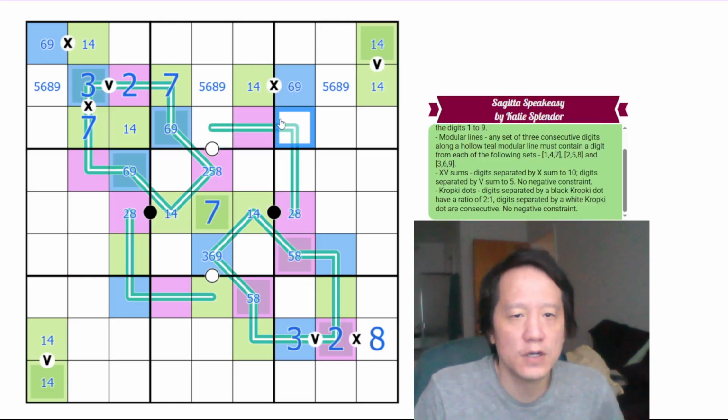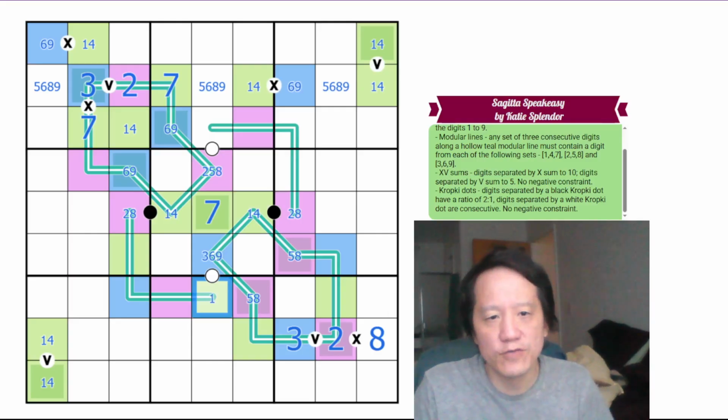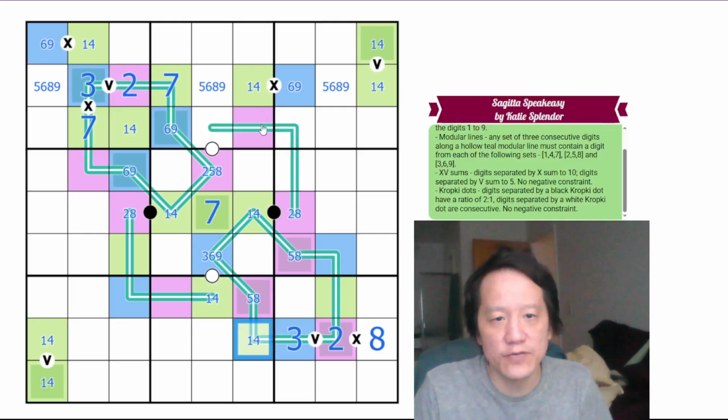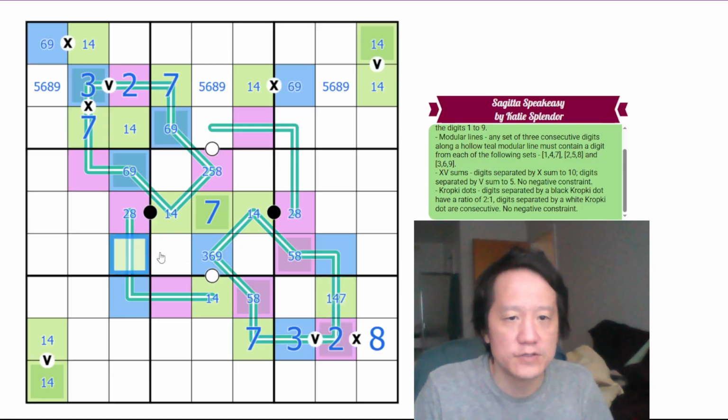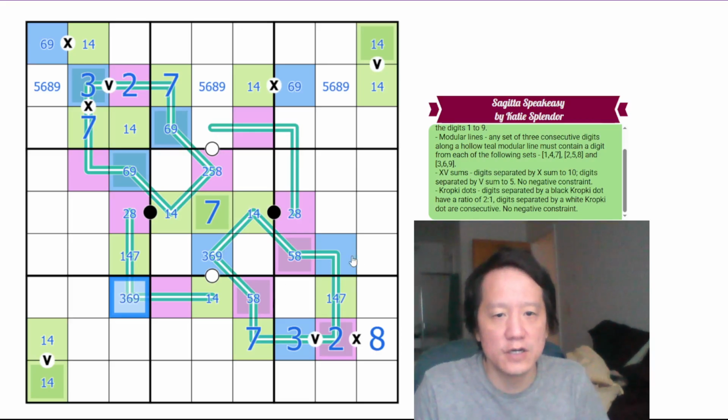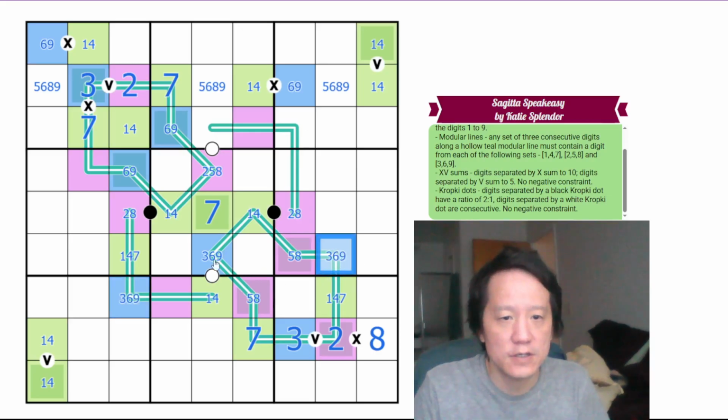Therefore, this is 1 or 4. This is 1, 4, or 7. It cannot be 1 or 4 because of the 1, 4 pair in the column, so this must be a 7. This is 1, 4, or 7. That's fine. This is 1, 4, or 7. This becomes 3, 6, 9, 3, 6, 9. And these are 2, 5, 8, 2, 5, 8.